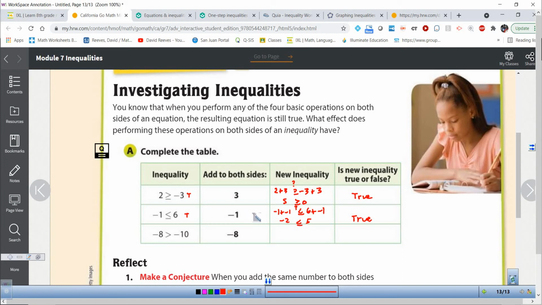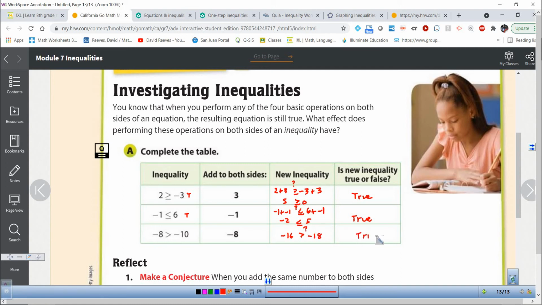I added -1 to both sides. By the way, adding a -1 is the same as subtracting a +1. All right, and I'm just going to tell you now, if I subtracted 8 from both sides, I'll just do it real quickly mentally. -8 minus 8, that's going to be -16, is greater than -10 minus 8, that's going to be -18. That is still true.